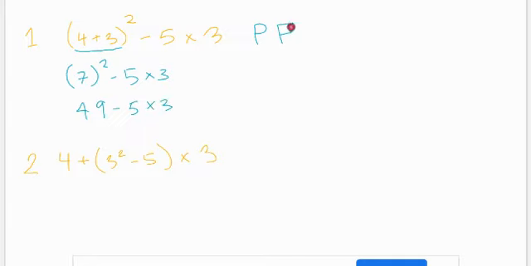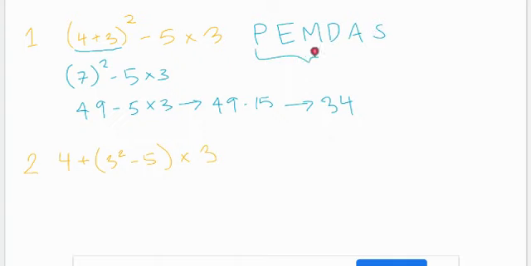We just solved for the E. Now we're moving on to M, and there's a multiplication sign in this problem, so we're going to do 5 times 3, which is 15. So we know we have 49 minus 15. There's no division. There's no addition, but there is subtraction. So 49 minus 15 is 34. And we just completed PEMDAS.